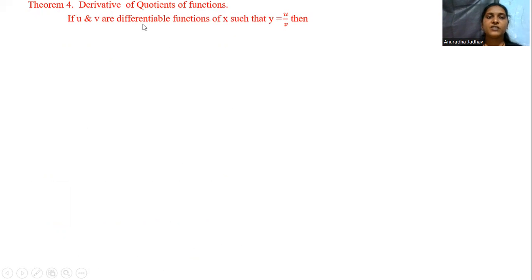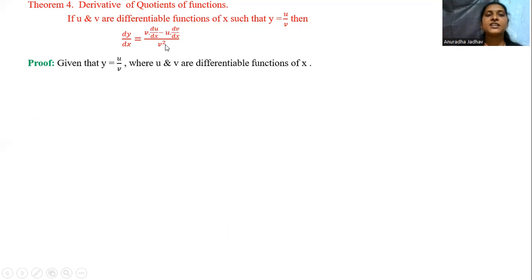If u and v are the differentiable functions of x such that y is a division of two functions, that is in the form of u upon v, then dy upon dx is equal to, u is a numerator, v is a denominator, then its derivative is given by v into du upon dx minus u into dv upon dx upon v square. That is denominator into derivative of numerator minus numerator into derivative of denominator divided by denominator square.